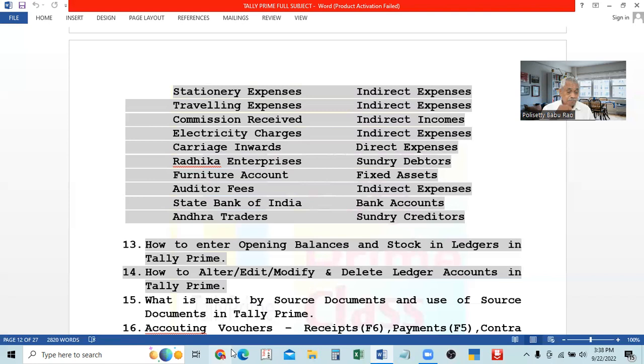Receipt is used if there is a credit transaction. If the seller sells goods on credit, that means the buyer purchases goods on credit. As per the terms of payment, after some time, the buyer, who is a debtor, has to make the payment to the seller, who is a creditor.